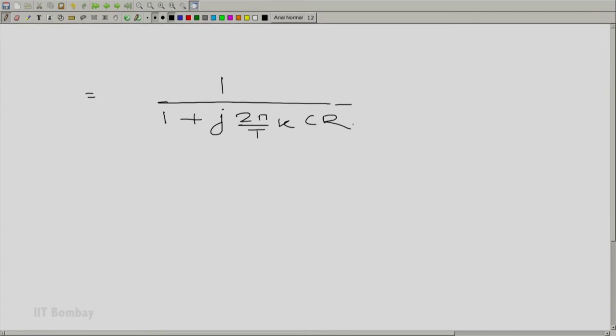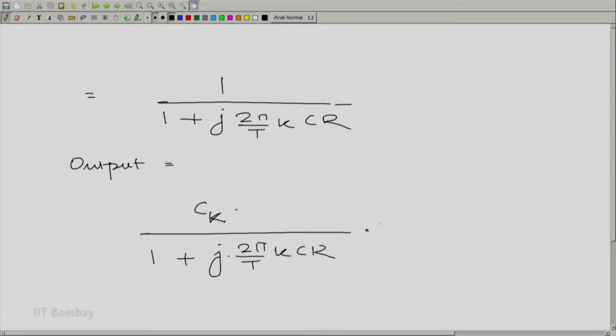Let us simplify this. And therefore, the output is going to be Ck times this quantity. So, it is very interesting. We have the output for any one of these complex exponentials, and we know that if I give a complex exponential to this linear shift invariant system, it is going to give me a complex exponential of the same frequency, and I also have a very simple phasor analysis technique to find the output here.